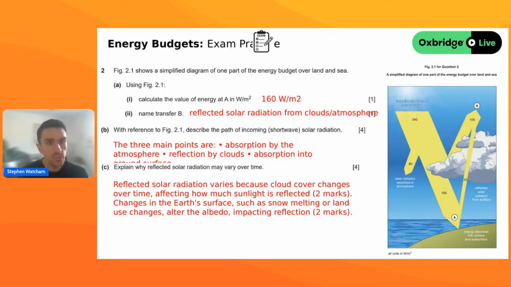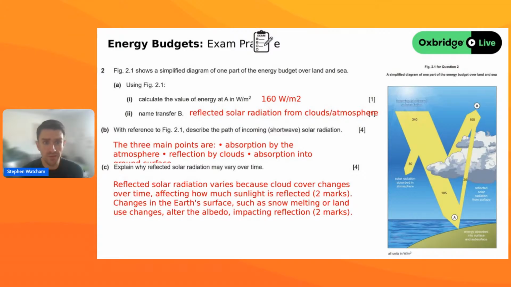And finally, explain why reflected solar radiation may vary over time. It varies because of cloud cover changes, and that will affect how much sunlight can actually get to the Earth. Changes in the Earth's surface, such as snow melting or land use changes, that's going to affect our albedo, affecting how much light is reflected back into space as well. So those are two really big things.